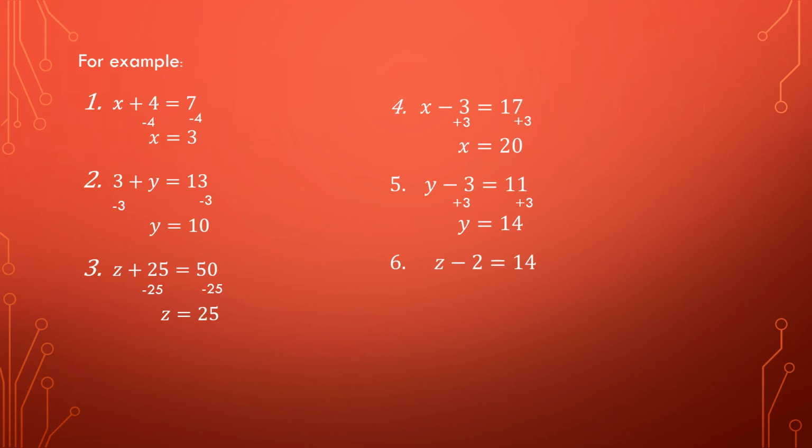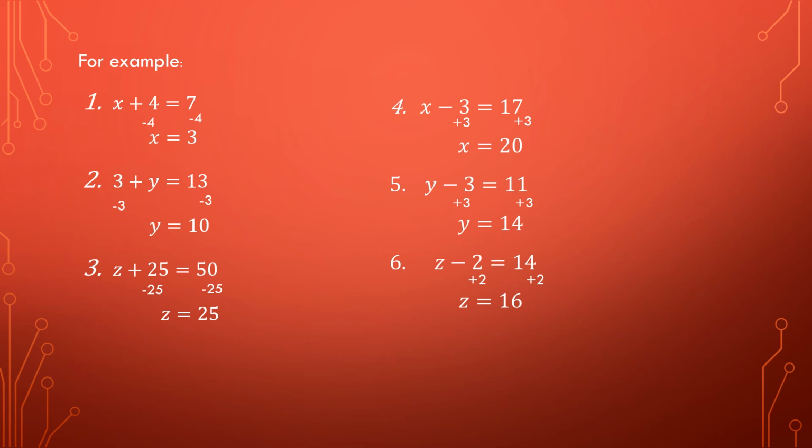Lastly, z minus 2 equals 14. What is the opposite of taking away 2? It's adding 2. So when I add 2 onto that bit, it cancels out. It's going to give me 0. And I need to add 2 onto the other side. And so z is going to be equal to 14 plus 2. So z is equal to 16.